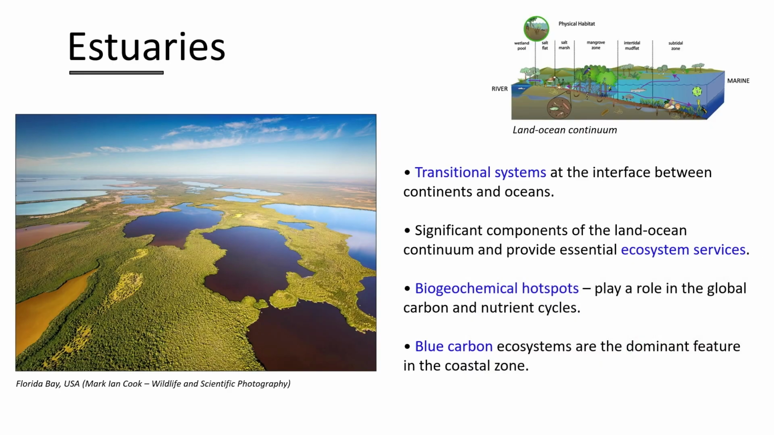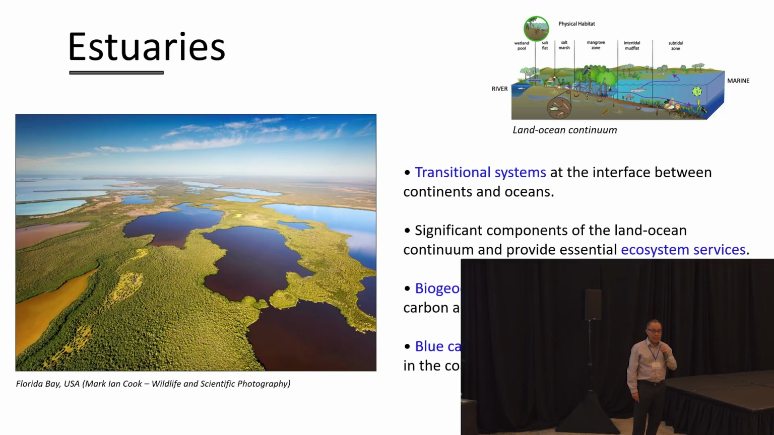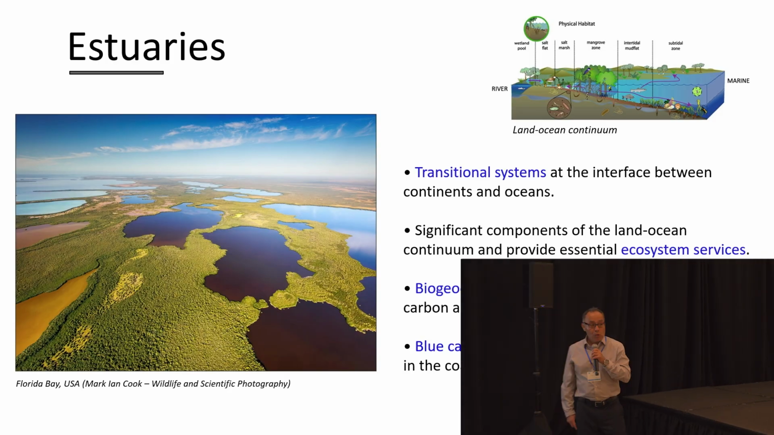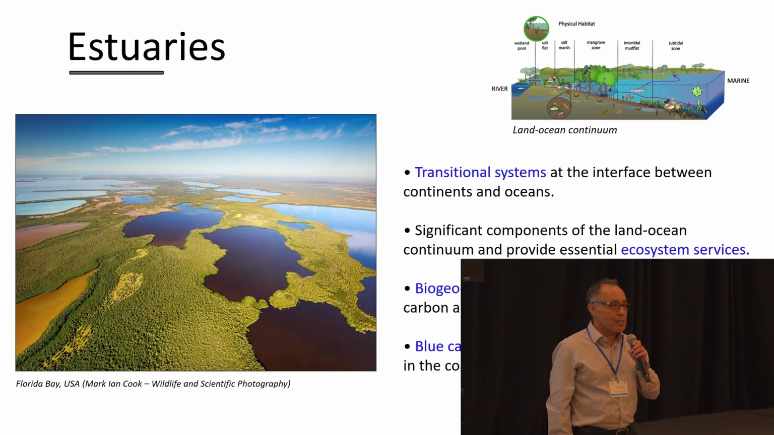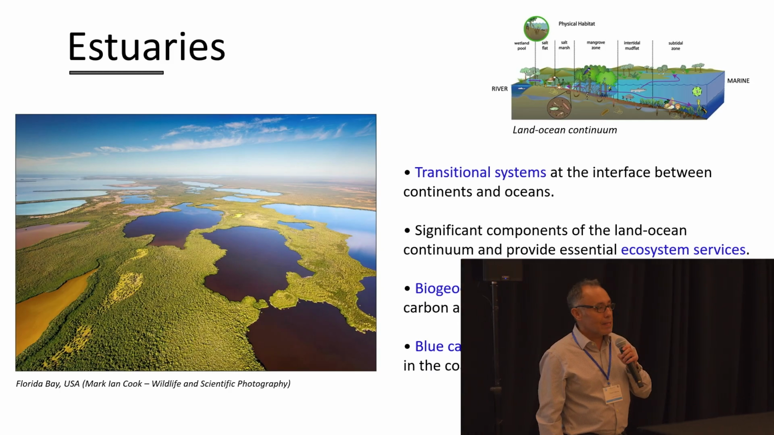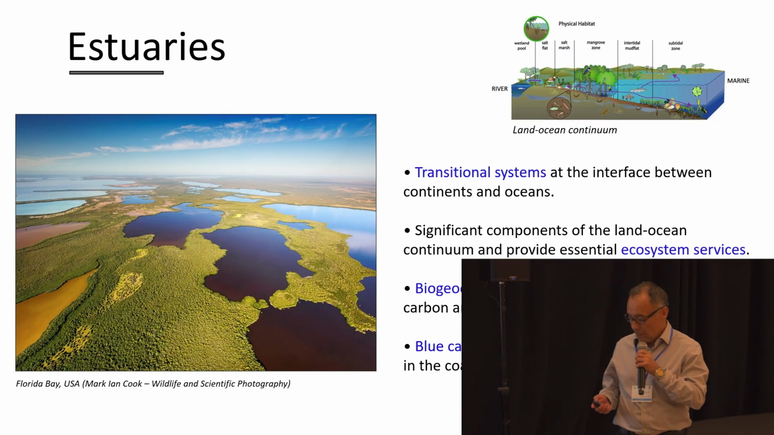Estuaries, as you know, are transitional systems at the interface between continents and oceans. They are significant components along the land-ocean continuum, and they provide significant ecosystem services. Also, we know that they are biological hotspots, and they play a significant role in the carbon and nutrient content across this continuum. Also, blue carbon ecosystems are the dominant feature in the coastal zone, and they represent a significant link between the ocean systems and the terrestrial systems.